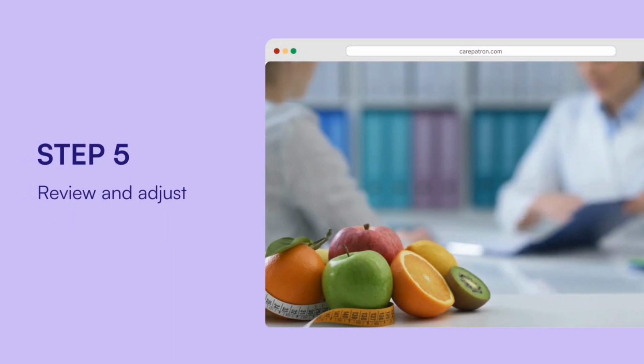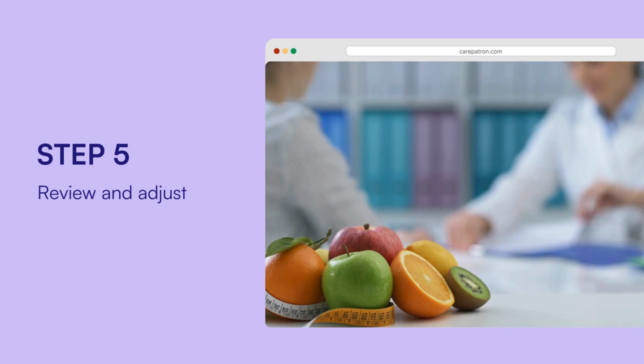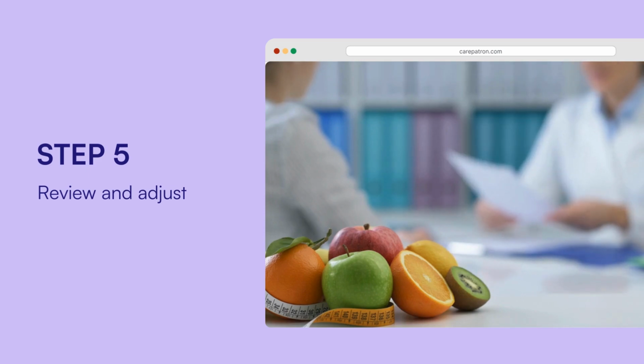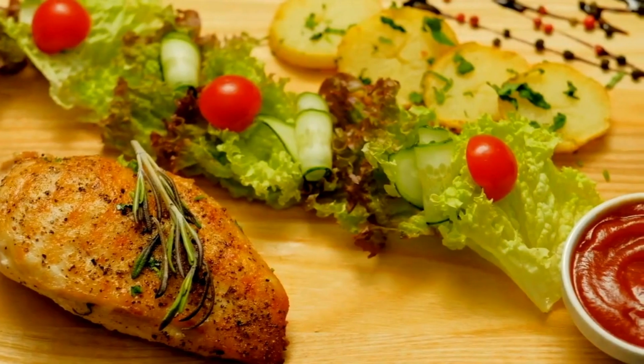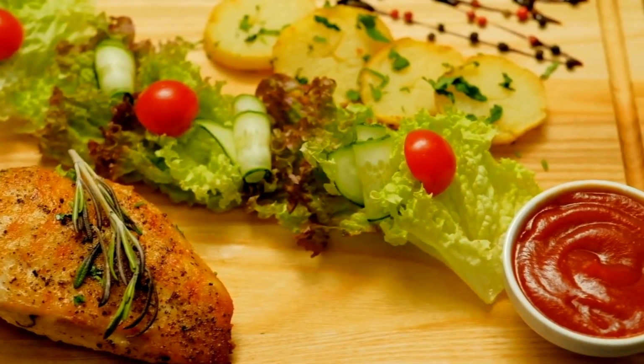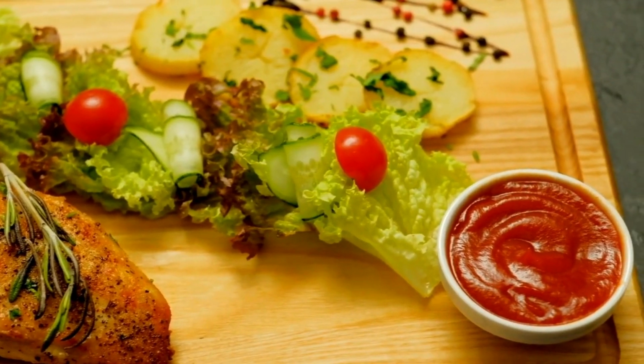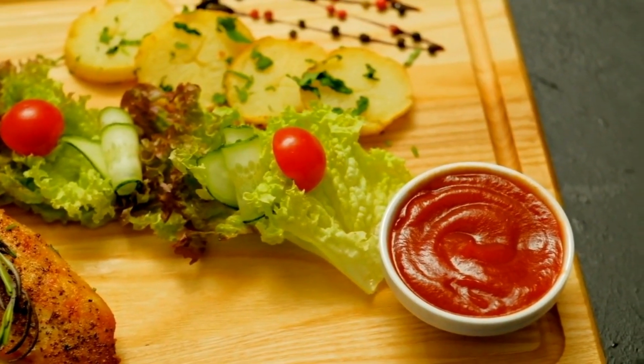Review and adjust. Advise patients to review their diet chart at the end of each week. This review process helps identify patterns, both positive and negative. Patients can make necessary adjustments to improve their diet further. For example, if they notice a high intake of saturated fats, they can seek alternatives the following week.